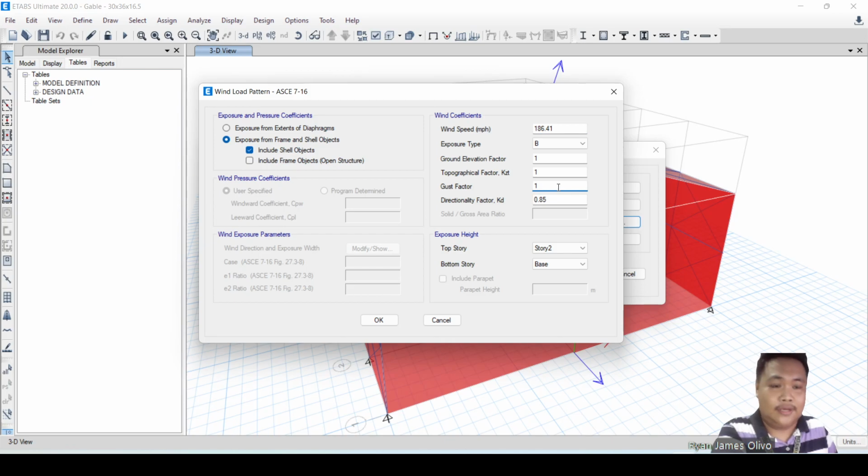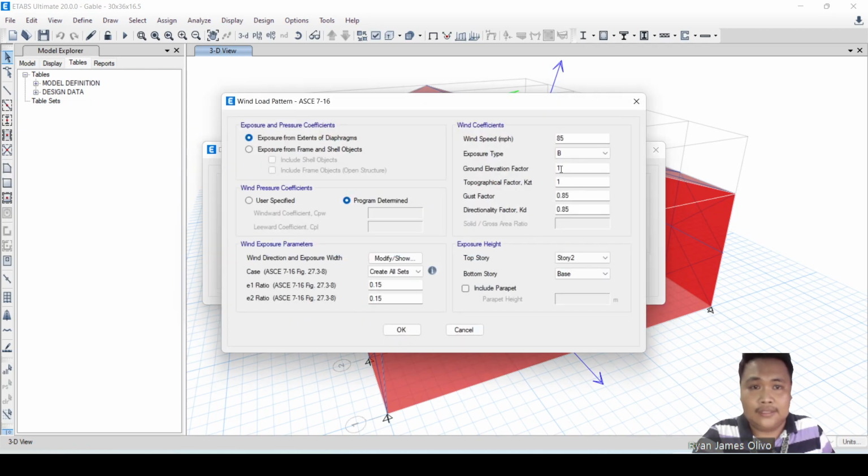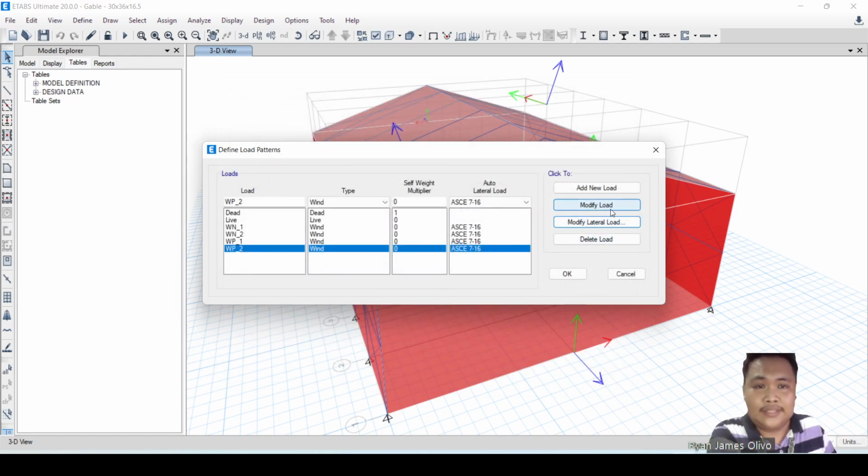1.69. Okay, let's try. Then WP2, add new load, modify lateral load. So just do it the same, no? All the ETABS, especially I think ETABS 2016, has a copy. You can copy different load patterns, but I don't know why this one has no load copy. Okay, so let's check.